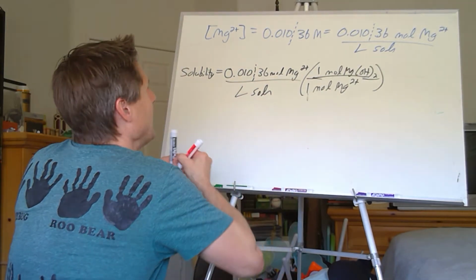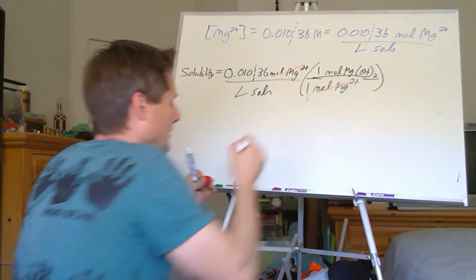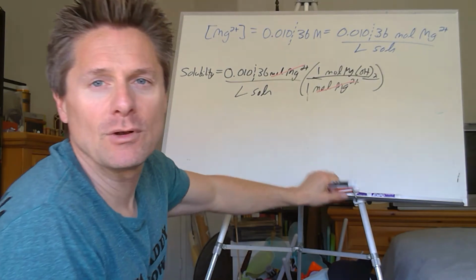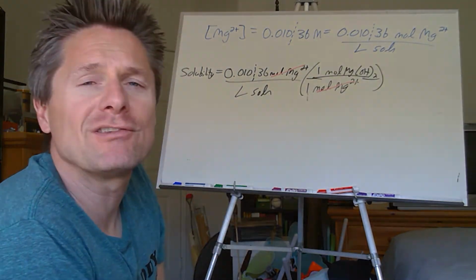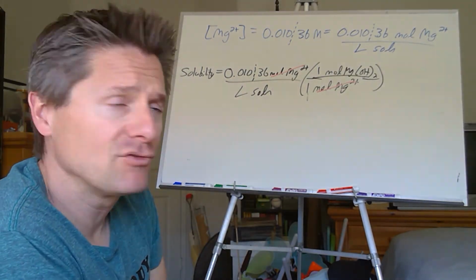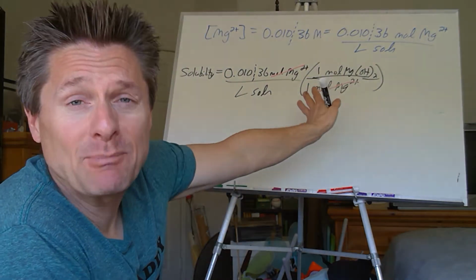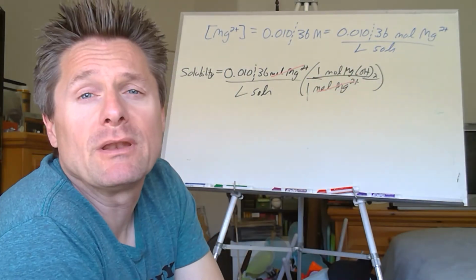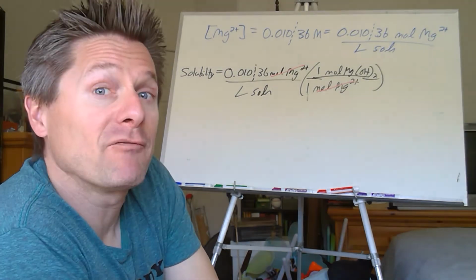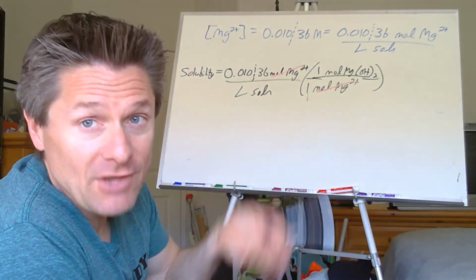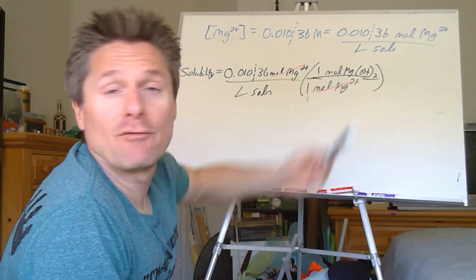And so I can cancel out moles of magnesium, right? Unit line equation. Cancel those puppies out. One of the first things you learn in first semester general chem. Now if I stopped here, that would give me the molar solubility of magnesium hydroxide in this buffer solution. But I asked for solubility, so I got to convert the moles to grams.